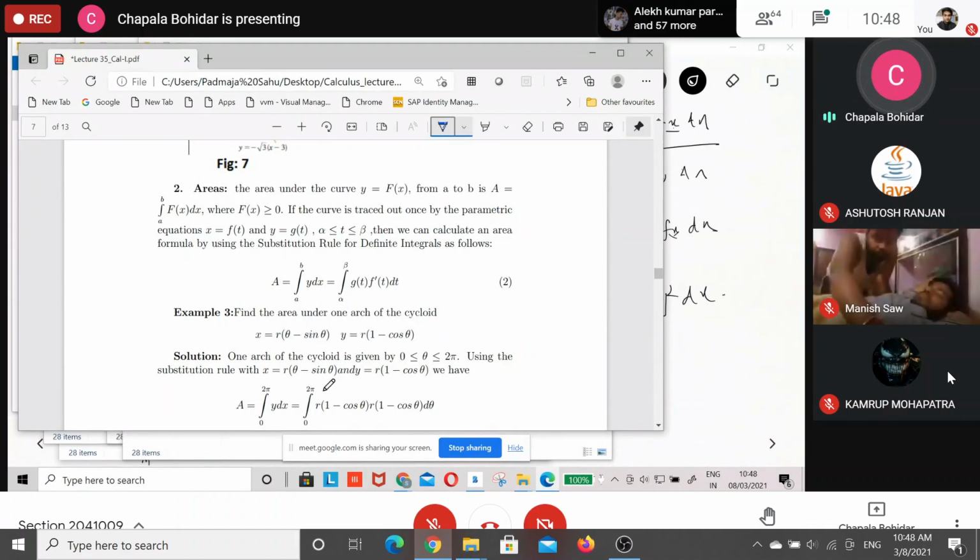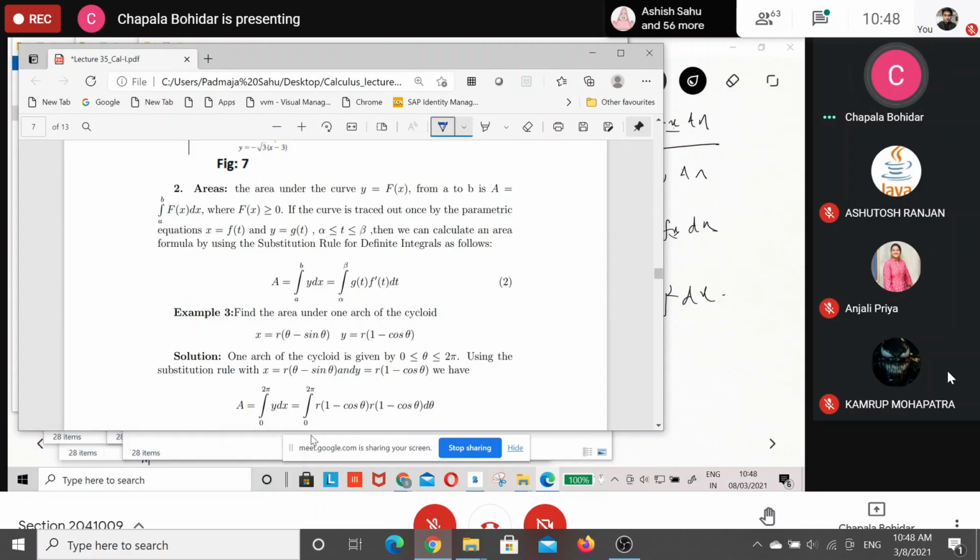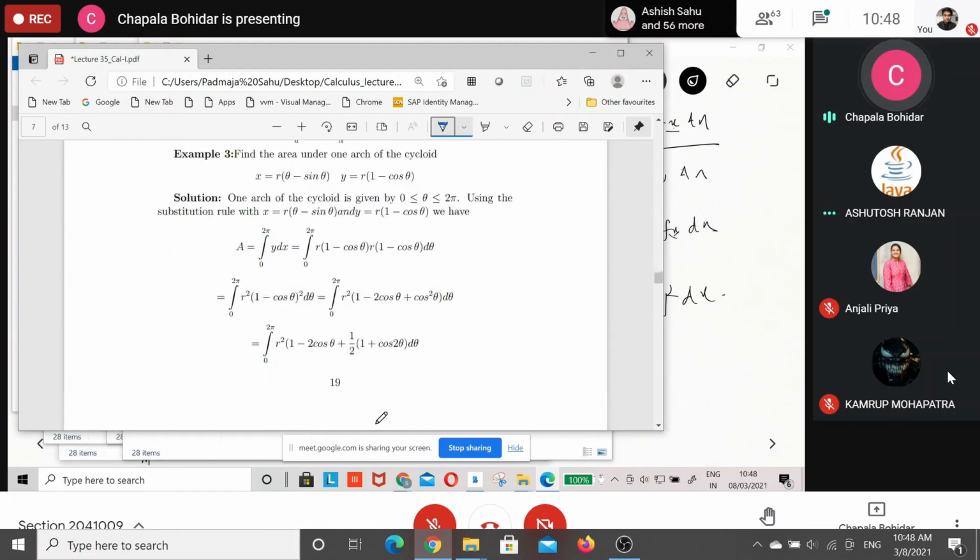So we know our integration, area A is equal to 0 to 2 pi, that is y dx. The value of y is equal to r(1 minus cos theta), and the value of dx is equal to r(1 minus cos theta) d theta. So we put it here. Then we simplify, 0 to 2 pi.